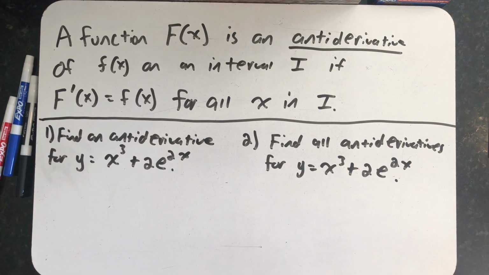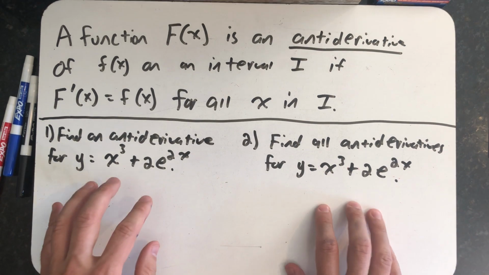A function big f of x is an antiderivative of little f of x on an interval I if big f prime of x is equal to little f of x for all x in I. Literally just defining an antiderivative to be a function that if I take its derivative, I get back where it started. So I have two problems here.